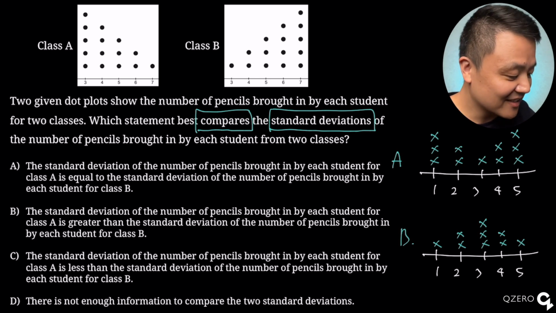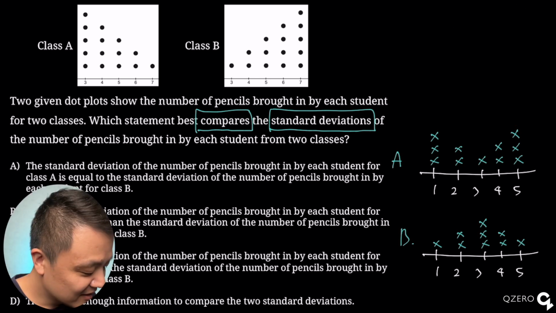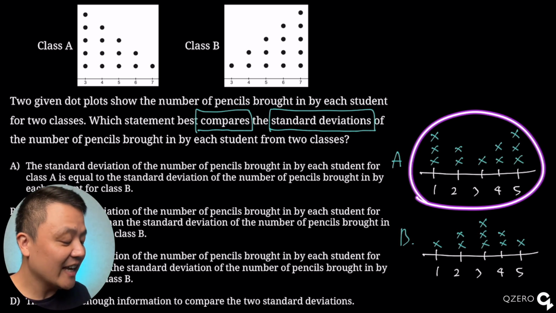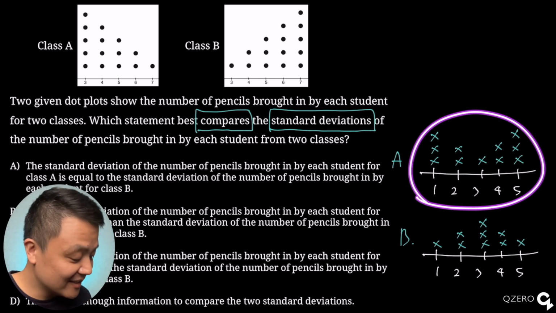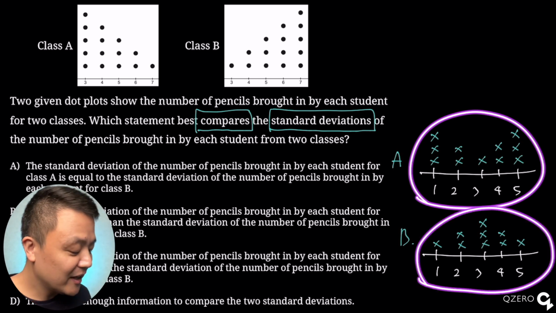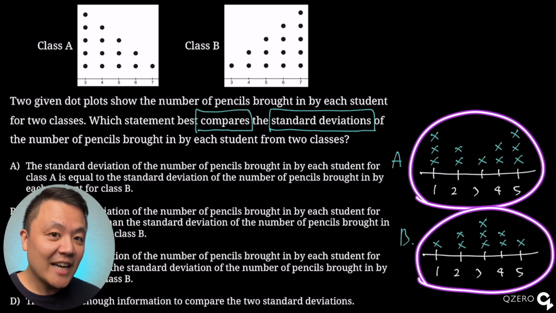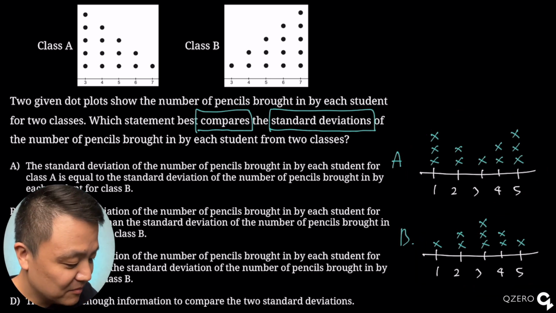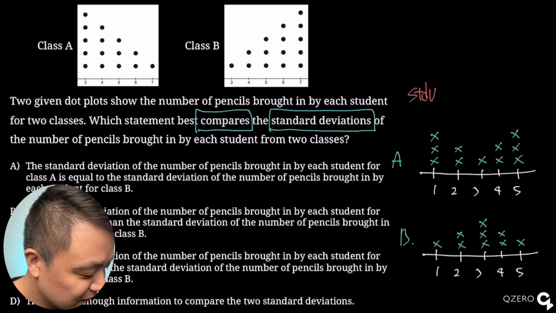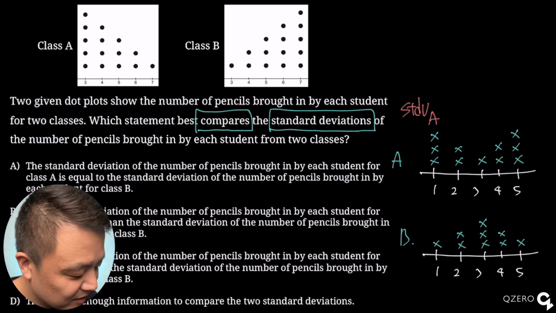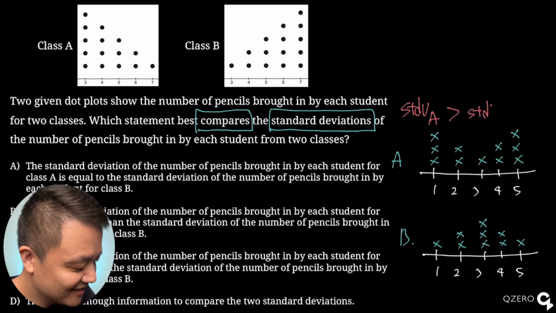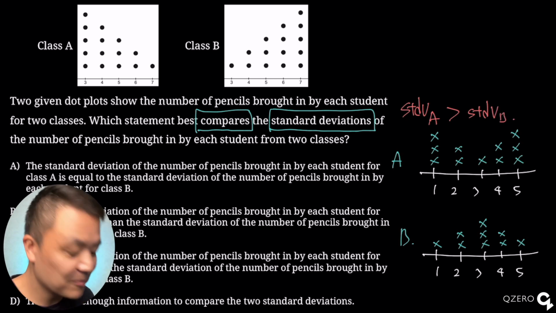So take a look at these two data sets. Definitely, data set A has values kind of scattered out toward the outside, whereas data values in set B are kind of sticking together around the center. So it's easy. Standard deviation of set A has to be bigger than standard deviation of B.